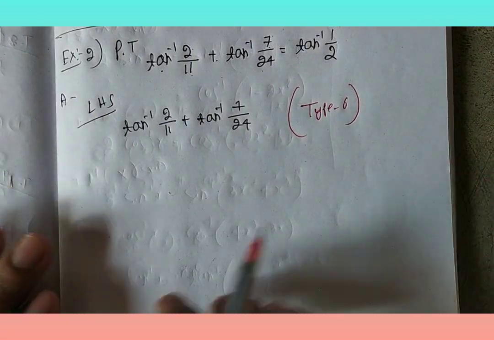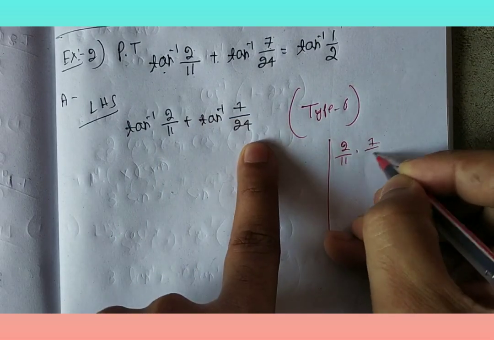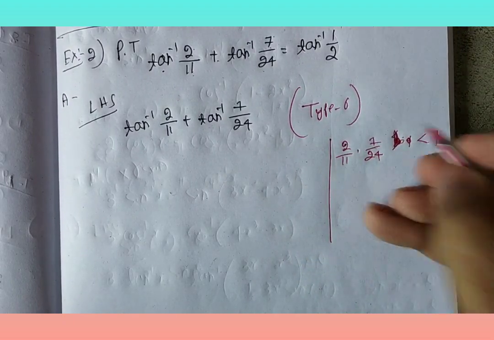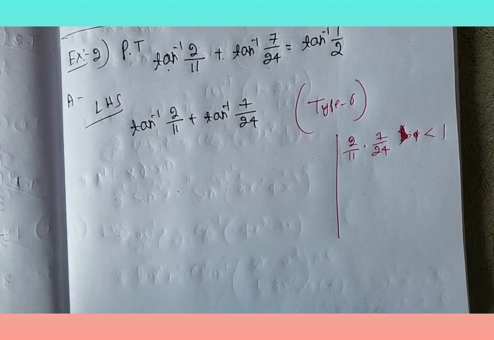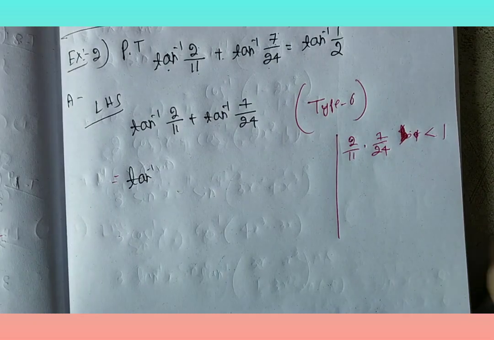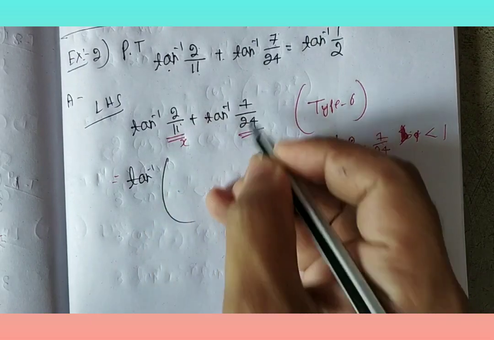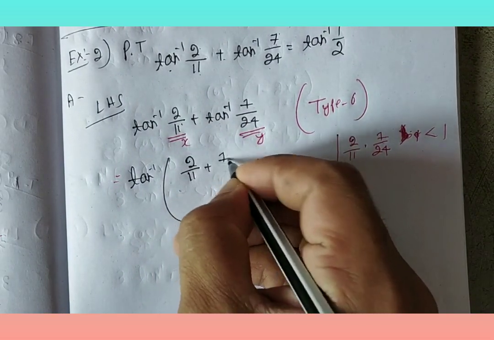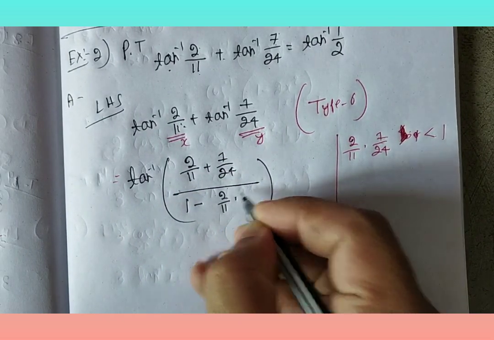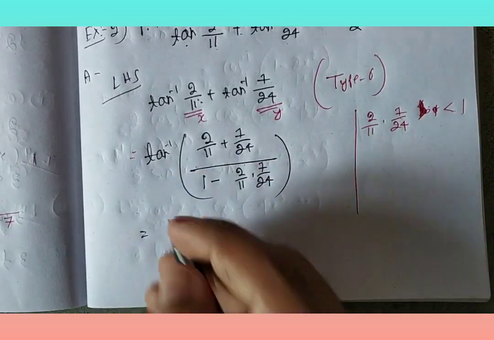And here this is our x, 2 by 11, and this is our y. x into y is less than 1, and hence we can apply the formula. That is tan inverse, this is our x term, this is our y term. x plus y, 2 by 11 plus 7 by 24 divided by 1 minus x into y, 2 by 11 into 7 by 24. Now simplify it.